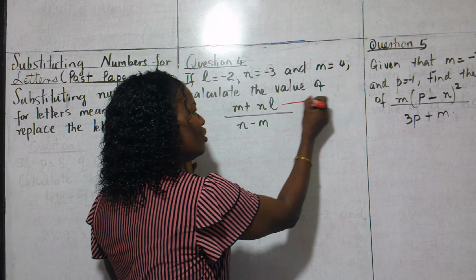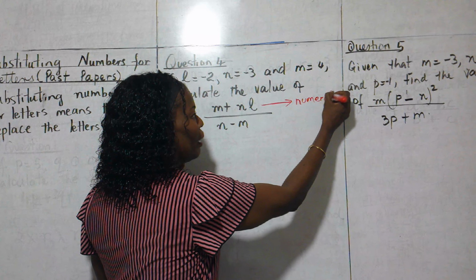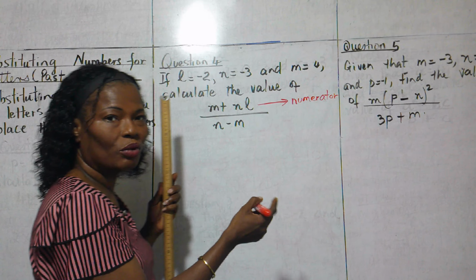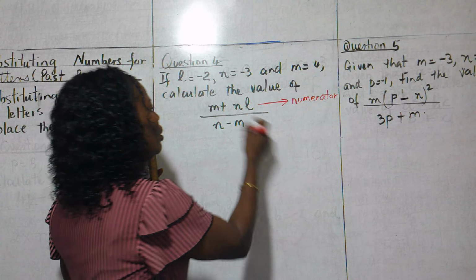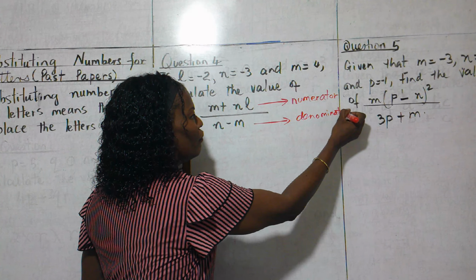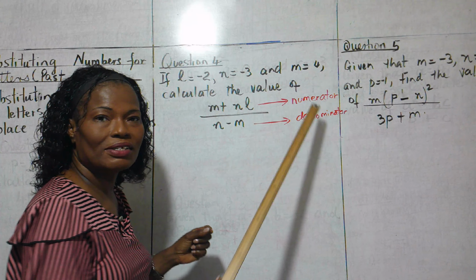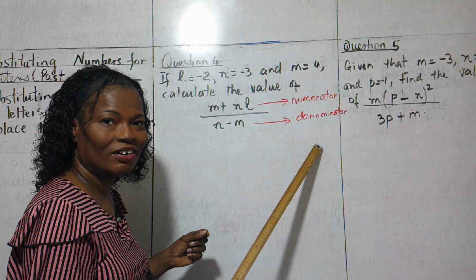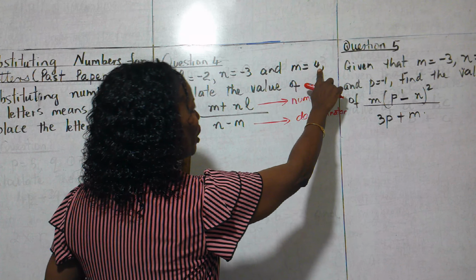So this here is a numerator. The top part is the numerator, and we want to try to find that single value that it works out to be. And the bottom part is the denominator. And then when we're finished calculating, we're going to divide the numerator by the denominator. Understand? All right. So M has a value what?